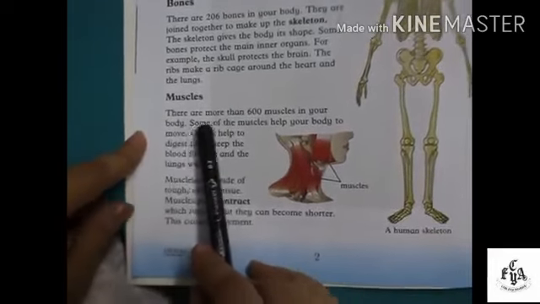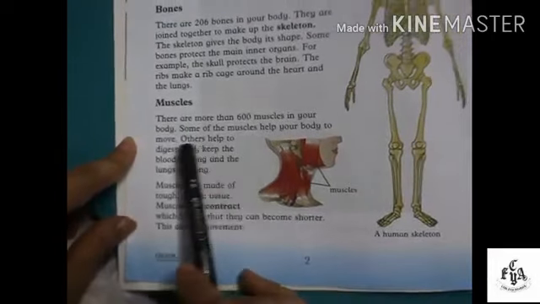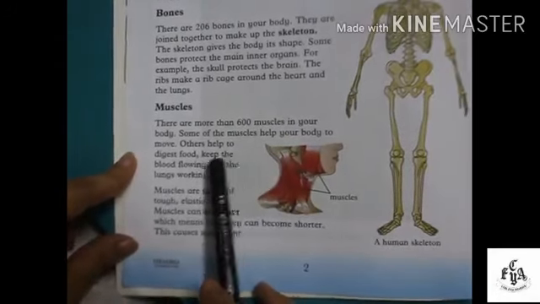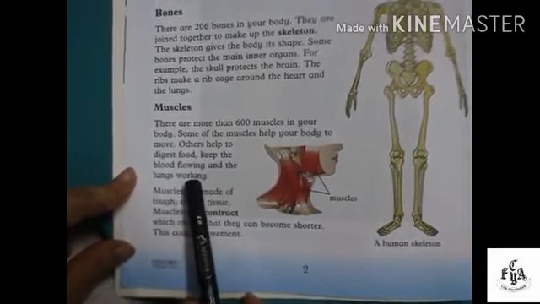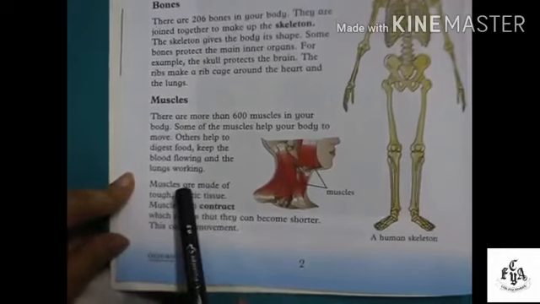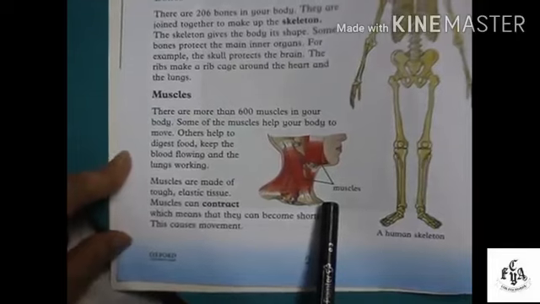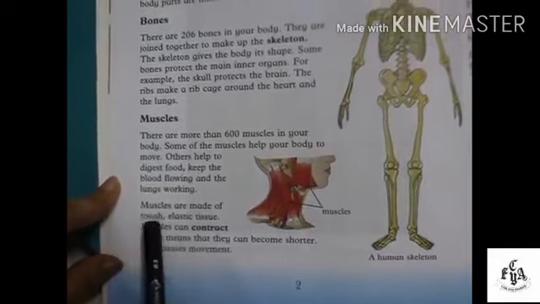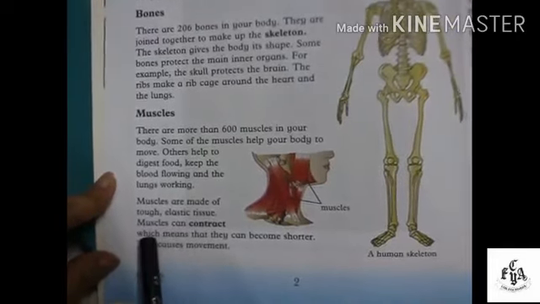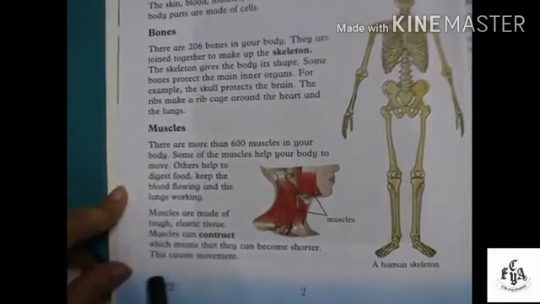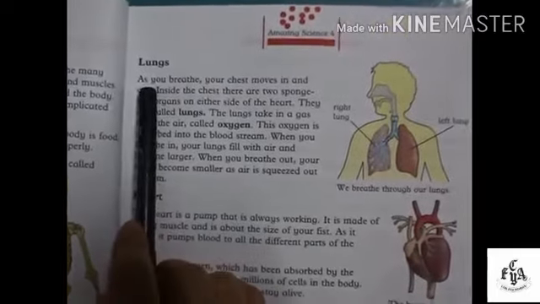Now, the muscles. There are more than 600 muscles in your body. Some of the muscles help your body to move. Others help to digest food, keep the blood flowing and the lungs working. This is a picture; in the picture, the muscles are shown to you. Muscles are made of tough elastic tissues. Muscles can contract, which means that they can become shorter. This causes movement.